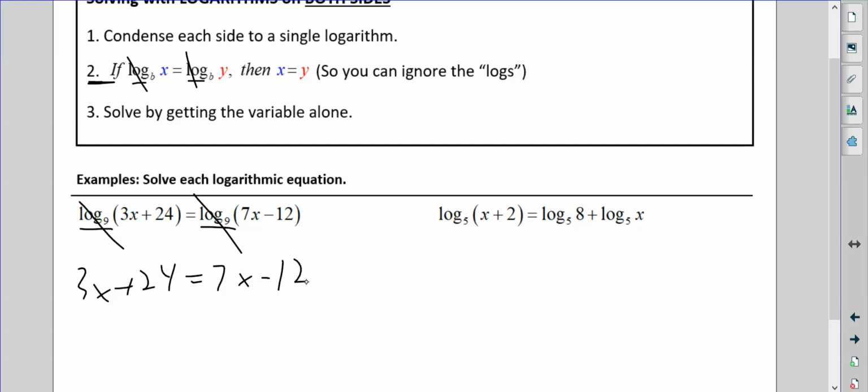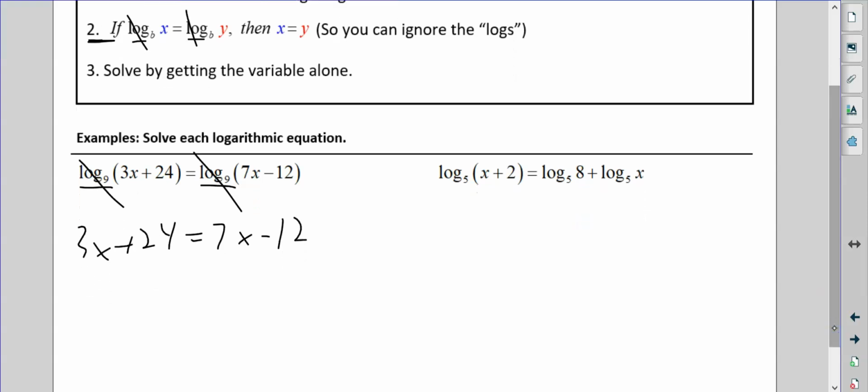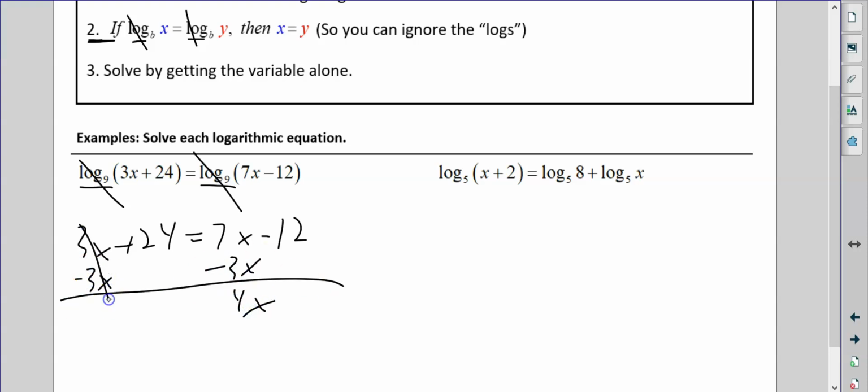Now again, remember here, if you look at this and go 10x, you need to show the baby steps to get that 4x. And if you see this and go 36, if you see this and go 12, 24 minus 12, you need to show the baby steps. Divide by 4, x equals 9. And again, you could plug that in and check it on both of those and see you get the same thing. 9 times 3 is 27 plus 24. And 9 times 7 is 63 minus 12. You get the same answer.